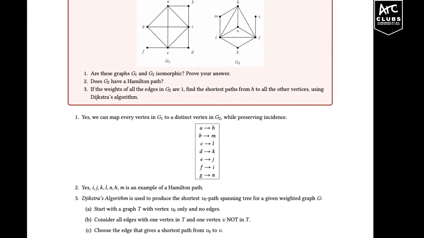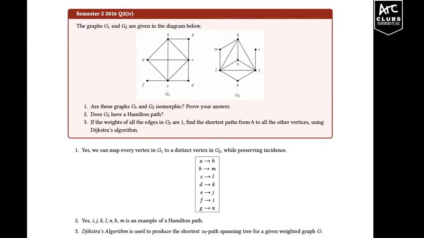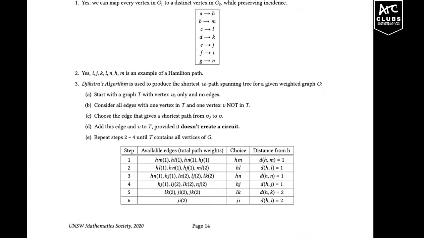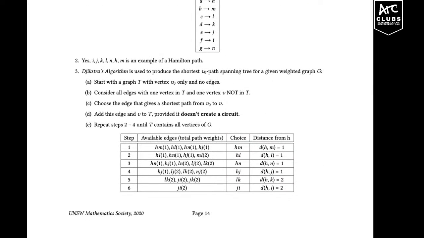Okay, question 3 asks, if the weights of all the edges in G2 are 1, then find the shortest paths from H to all the other vertices using Dijkstra's algorithm. So this is the second algorithm you learn, apart from Kruskal's algorithm. And this is the method down here, which I've written, but we'll just be using our example to show how to answer the question.